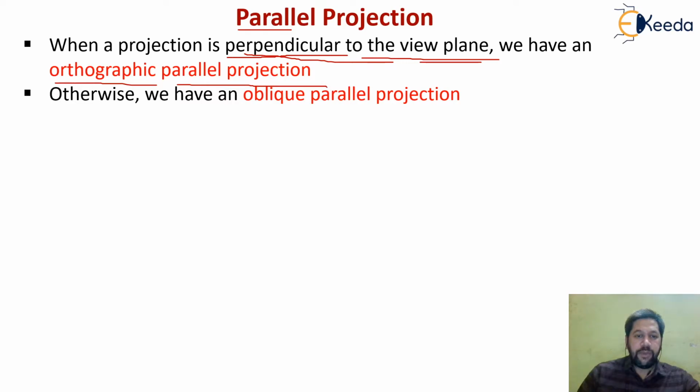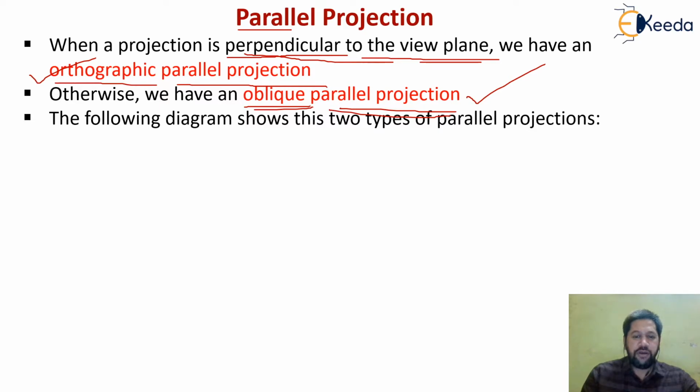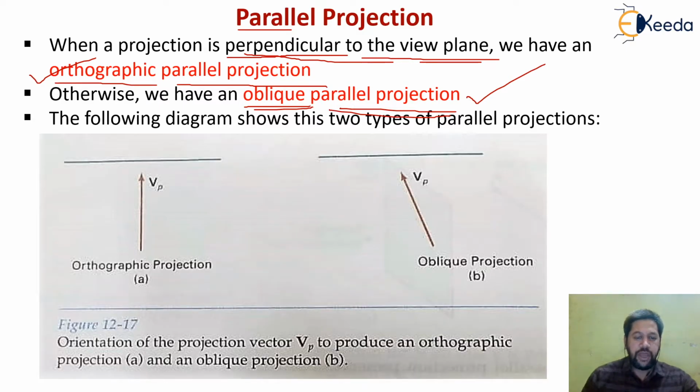Otherwise, if the projection is not perpendicular to the view plane, we call it oblique parallel projection. If it is perpendicular to the view plane, we call it orthographic parallel projection. Let us understand this difference with the help of the diagram. The following diagram shows these two types of parallel projection: one is orthographic projection and another is oblique projection.